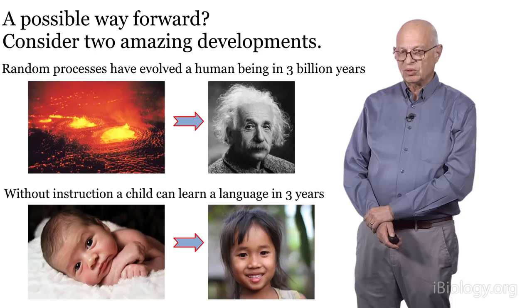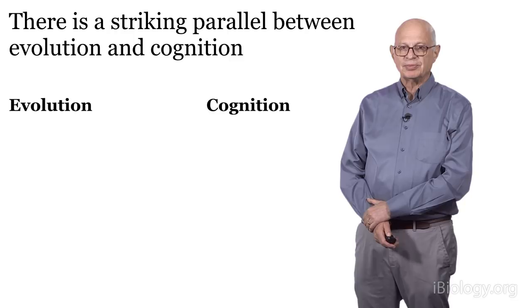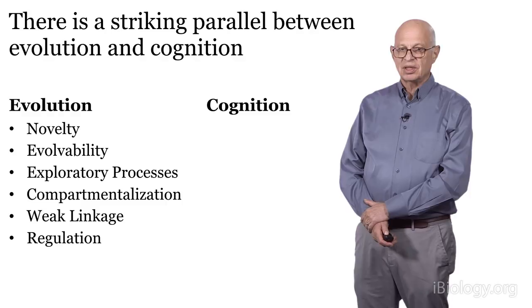Now, I would argue there's a striking parallel between evolution and cognition, at least on the formal level, not necessarily on the actual molecular level. In evolution, we've talked about novelty, evolvability, exploratory processes, compartmentalization, weak linkage, regulation.